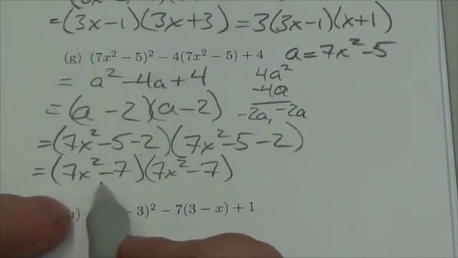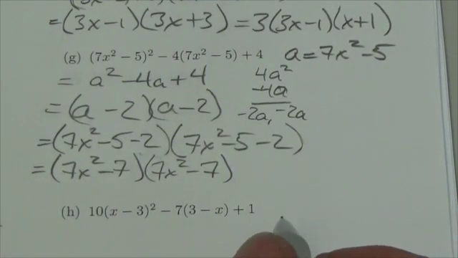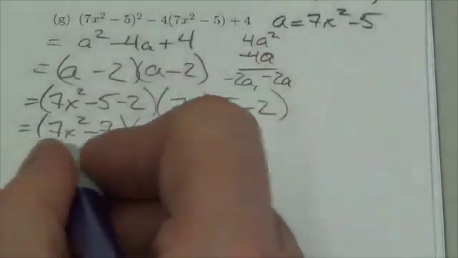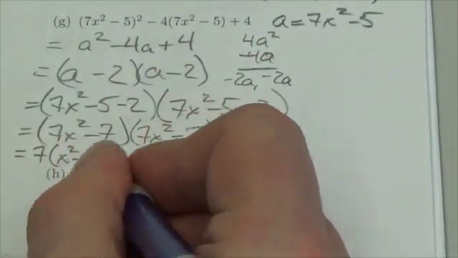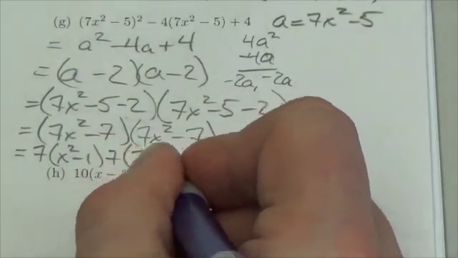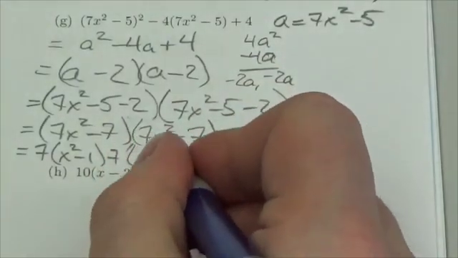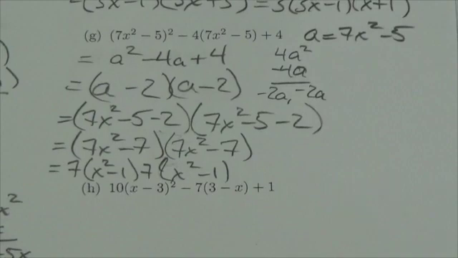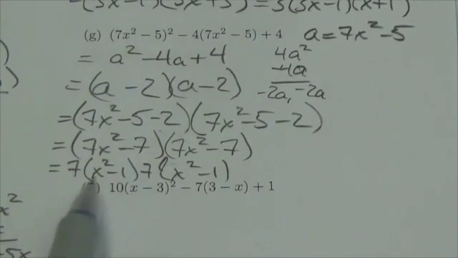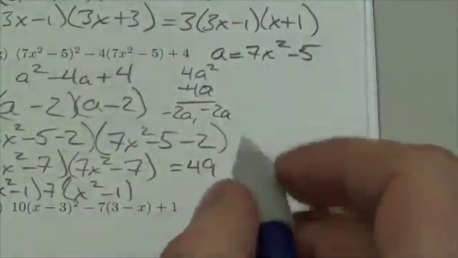Now, notice that each one of these things has a common factor of 7 in it. So what I'm going to do is with each of these, I'm going to pull out a factor of 7, x squared minus 1, 7x squared minus 1. Well, this is just getting nasty here. The two 7s will multiply together to get 49.